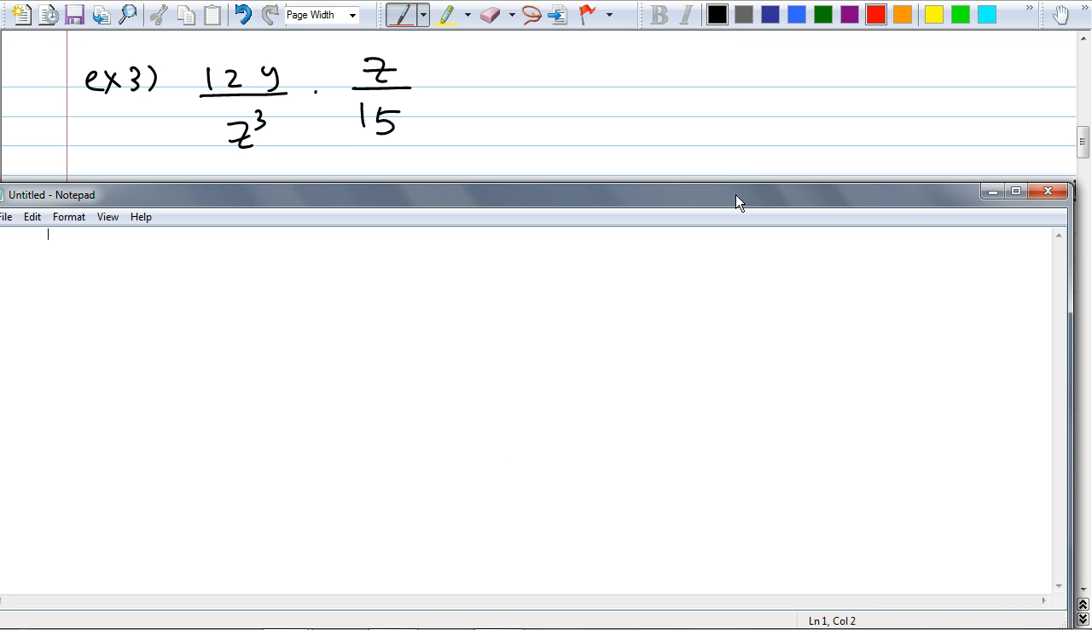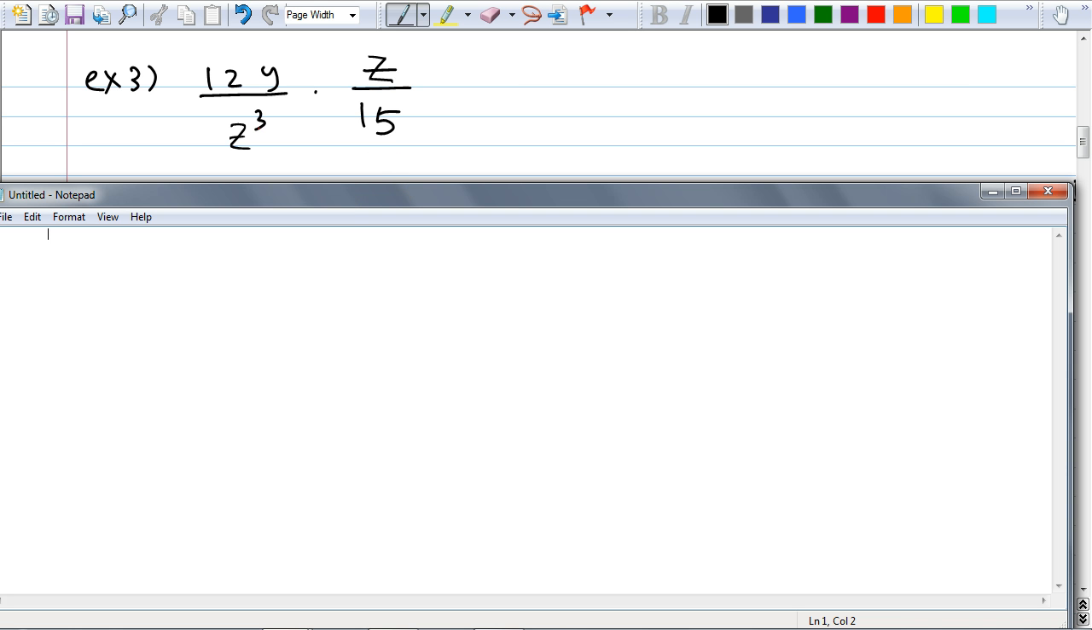Okay, so why don't you all try example 3: 12y over z cubed times z over 15. How would you simplify this expression? You've got a fraction multiplying another fraction, right? Go ahead, everybody try. I'll wait. Do you think it's a good idea to rearrange these so that you can simplify nicely? Okay, so 12y over z cubed times z over 15. Go ahead.